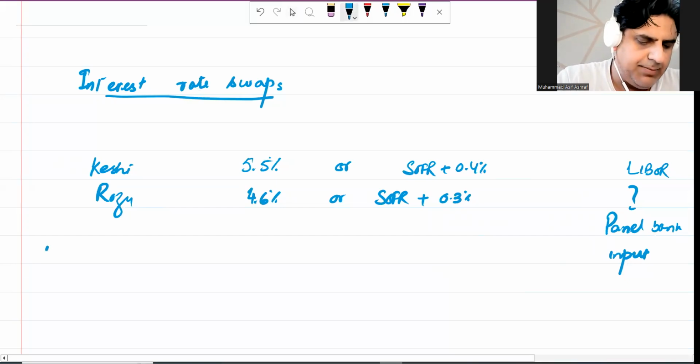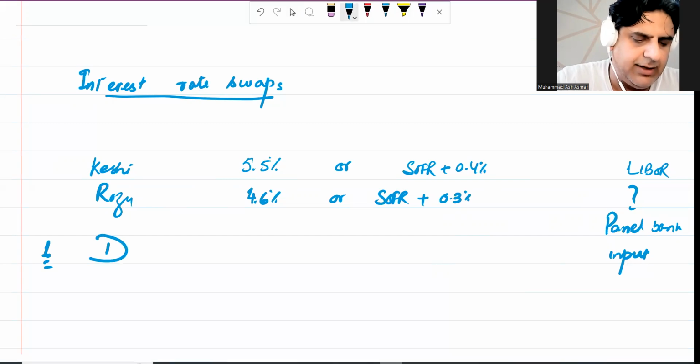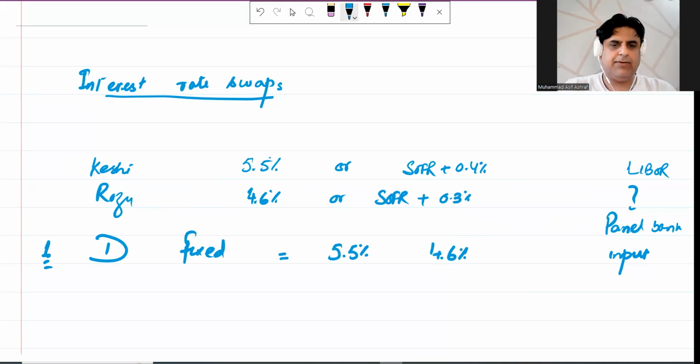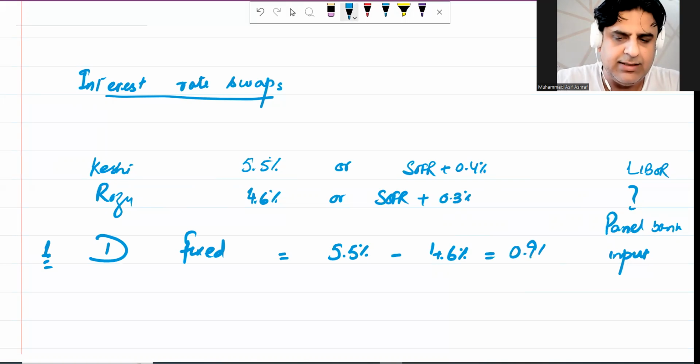Okay, now step number one. Step number one would be to calculate the differential on the fixed rate loan. So we have two options, 5.5%, and the other option 4.6%. Differential means the fixed rate availability for the company and the fixed rate availability for Rosu. So we have a differential of 0.9%.